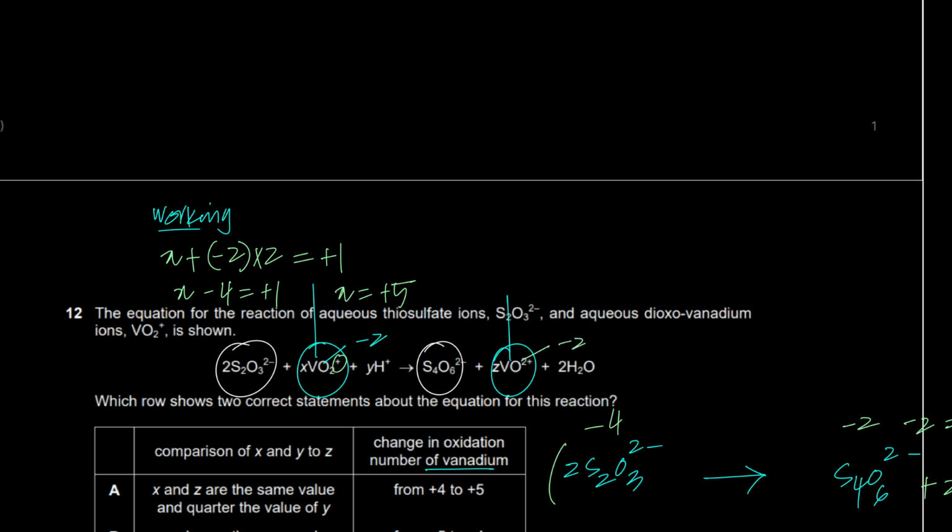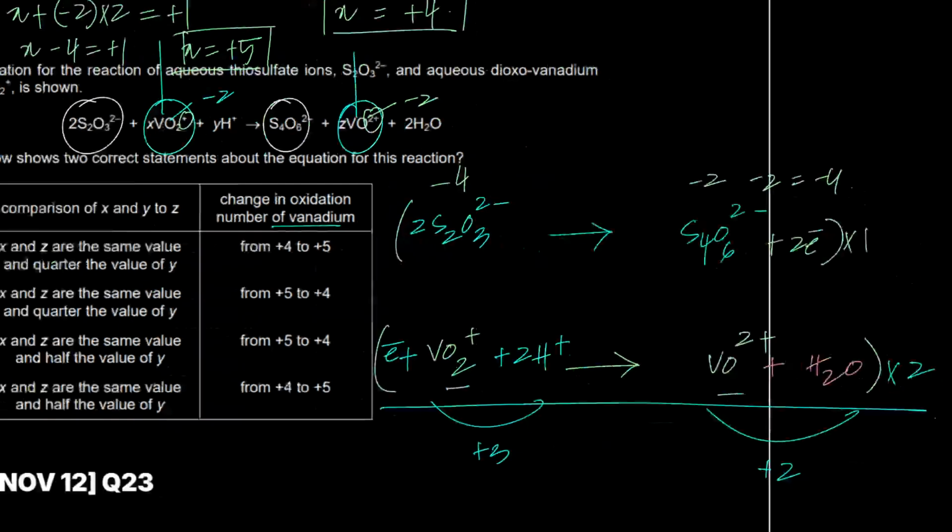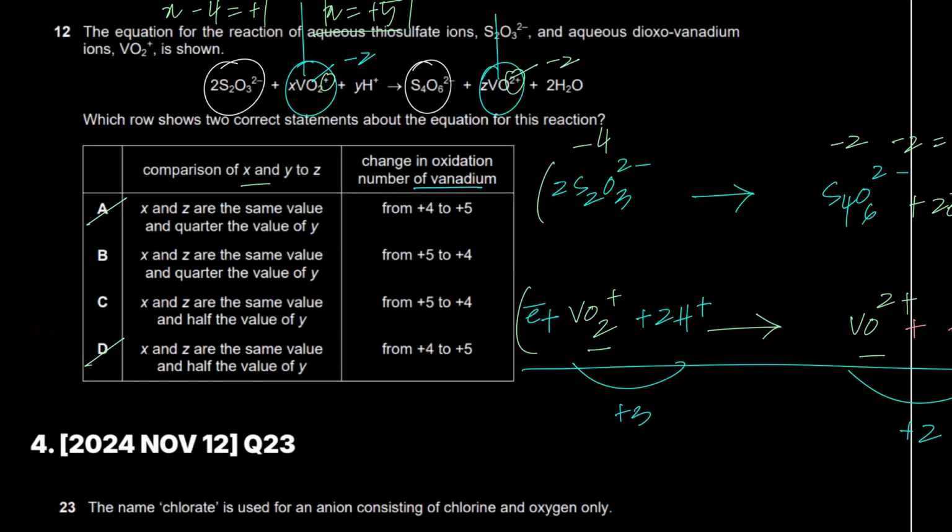Again, oxygen is -2. Vanadium is X. I don't know, but oxygen is -2. Overall oxidation state of any ion is its charge, which is +2 right here. X minus 2 equals +2, so X equals +4. So you went from +5 to +4. And once you do that, automatically A is wrong and D is wrong. You went from +5 to +4. Great. Now, comparison of X, Y, and Z.